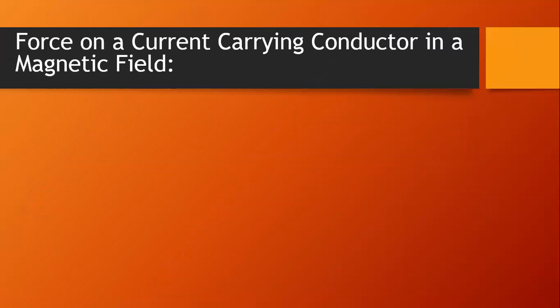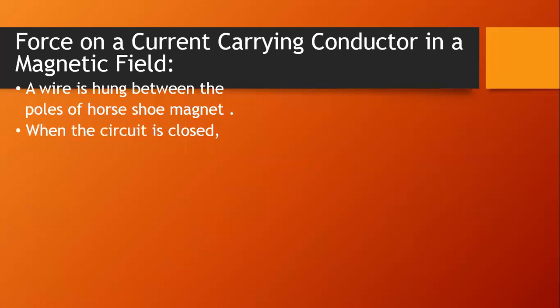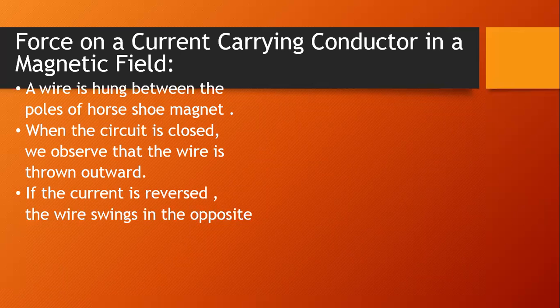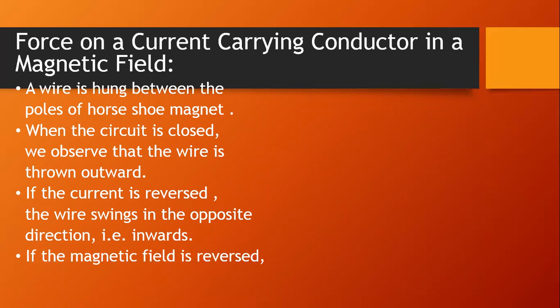Force on a current carrying conductor in a magnetic field. A wire is hung between the poles of a horseshoe magnet. When the circuit is closed, that means current is flowing, we observe that the wire is thrown outward. That means a force is exerted on the wire and the wire is moved outward. If the current is reversed, the wire swings in the opposite direction, that is inwards or inside. If the magnetic field is reversed, the wire swings outwards again.